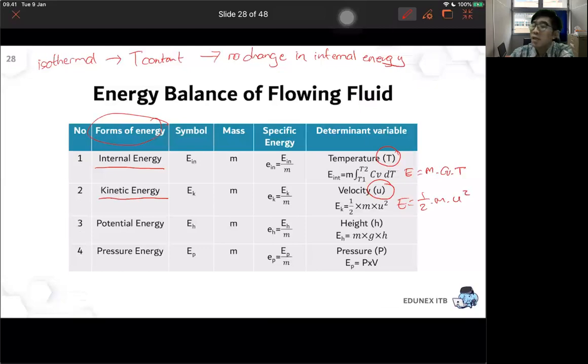Okay. The third form is potential energy. Potential energy is contained by the fluid because the fluid has a certain position compared to the baseline. Baseline means like ground level. So if the head is different, then the potential energy is different.